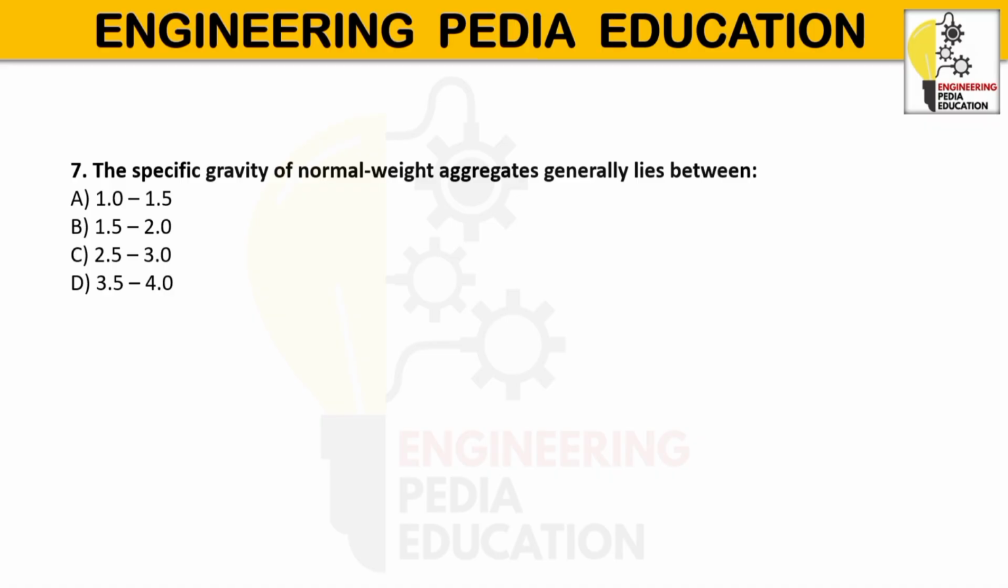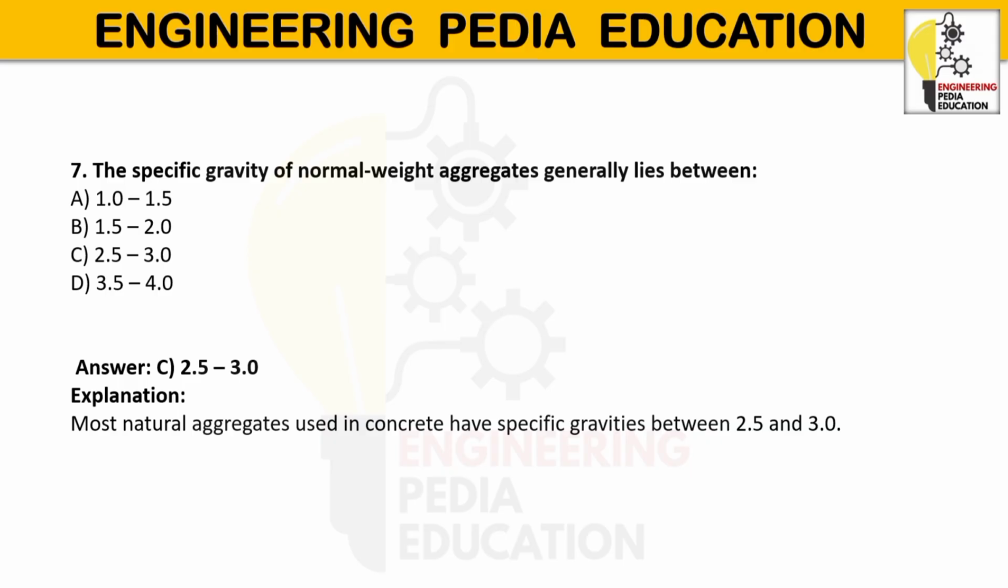The specific gravity of normal weight aggregate generally lies between 1 to 1.5, 1.5 to 2, 2.5 to 3, 3.5 to 4. The correct answer is 2.5 to 3.